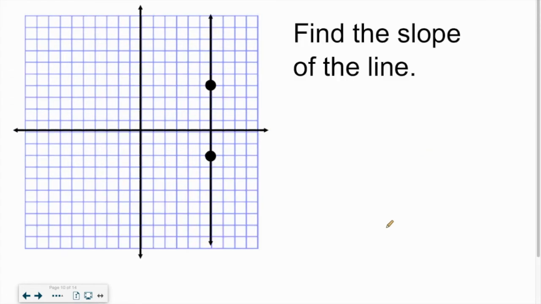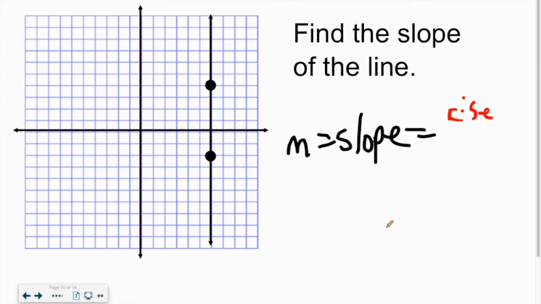Find the slope of the line. Here we go again. M equals slope or slope equals m. I'm not concerned which way you write it, but then I do need to see the word rise and the word run. You can do the other one if you'd like, but again, we'll show that to you in the next example, and I find most people with these graphs really like that.